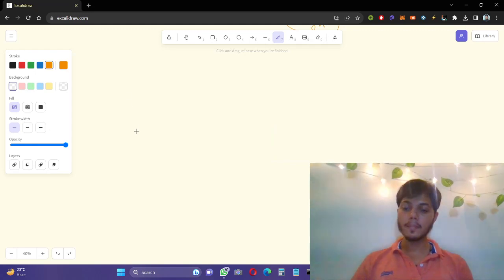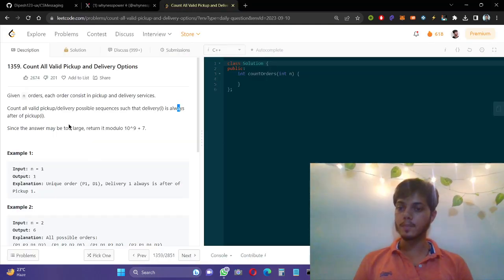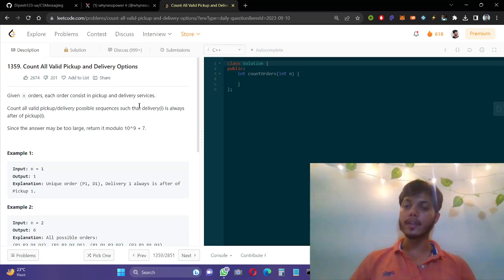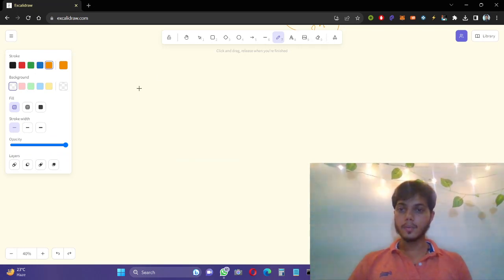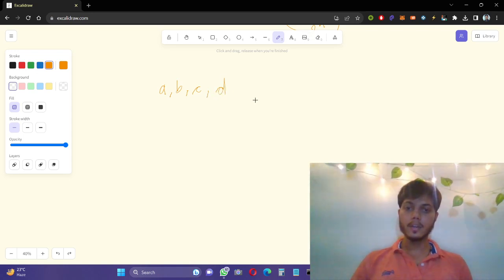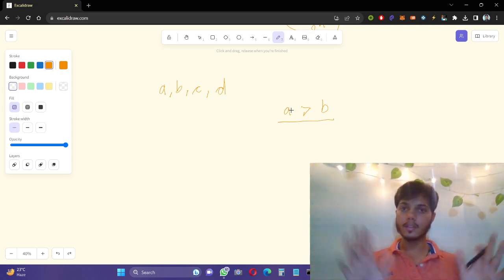So it's a very basic permutation and combinations problem where we are given n pickups and n deliveries. So in total we have 2n items, right? Suppose in permutation and combination, we are given four items A, B, C, and D, and we are given one condition: all the A's need to come before all the B's. The occurrences of the element A should come before B. This is the constraint given to us. Suppose this example, and we are given four different items.